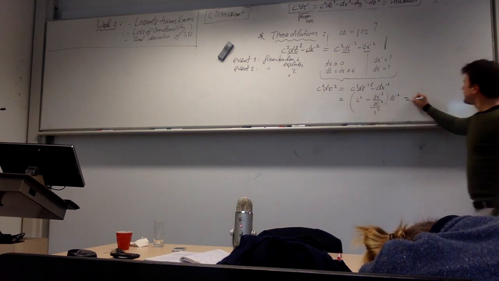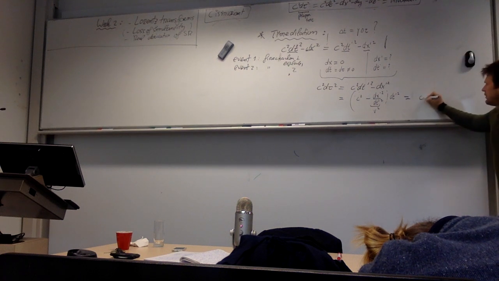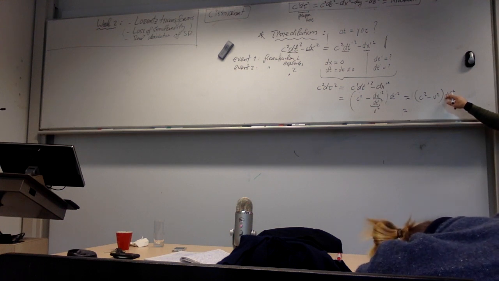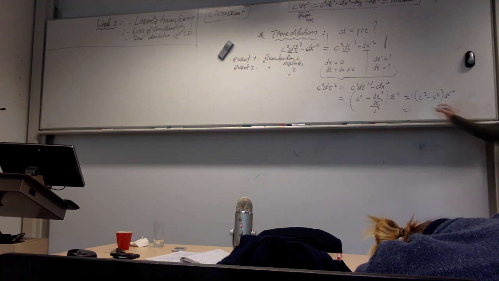Having said all that, I get c squared minus v squared times dt prime squared. So all of this talk was just to convince you that this v isn't just any v, it really is the velocity with which the two observers are moving with respect to each other. We can make one more nice mathematical step. Again, just mathematics, algebra, divided by c squared.